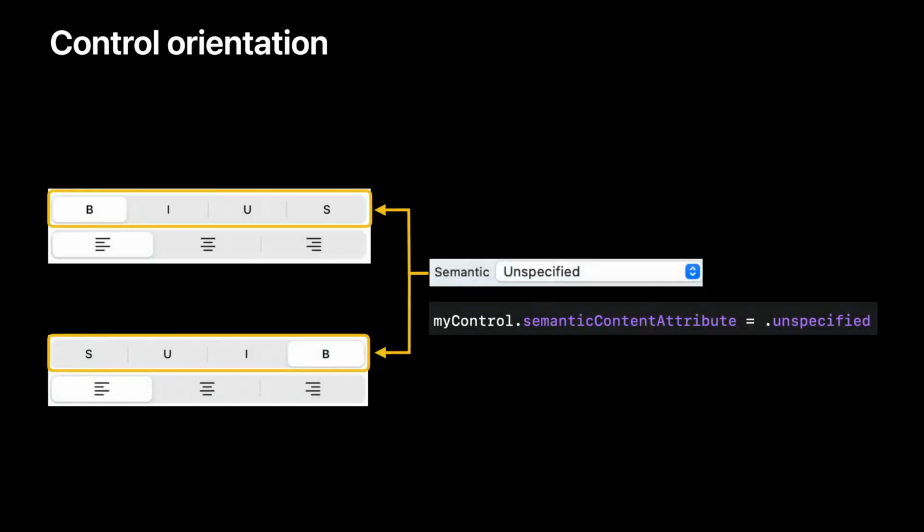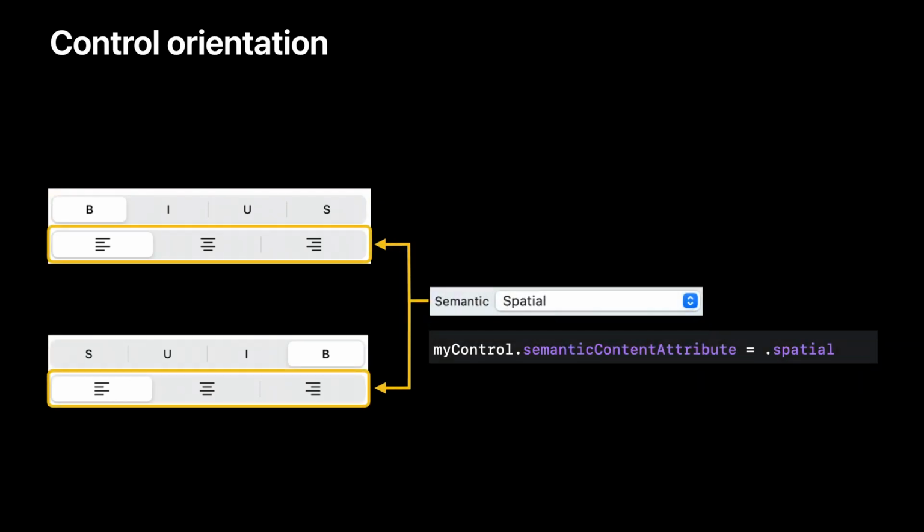So the bold italic underline control reverses its segments for right to left because its semantic content attribute is set to unspecified. And the alignment control doesn't reverse its segments because its semantic content attribute is set to spatial. The great thing about this is it doesn't just work for UI segmented control. All UI views have a semantic content attribute, and it controls all of that control's right to left behavior. For any standard UIKit view that has subcomponents, the semantic content attribute will determine whether the positioning of that view's subcomponents reverses based on the UI language.